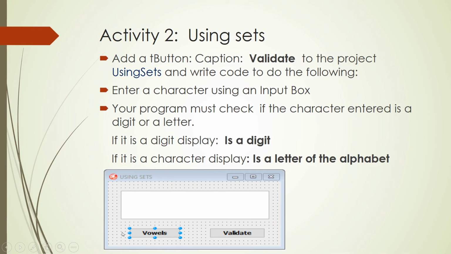This is an example of your GUI. This is a rich edit component to display, and I've got a button for activity 1 called vowels and a button called validate for your activity 2.